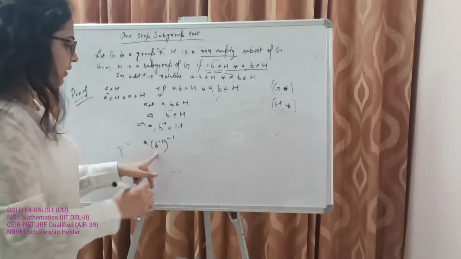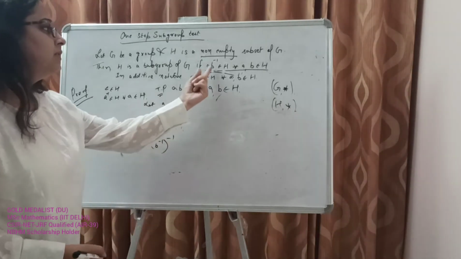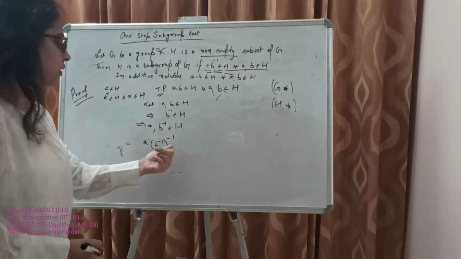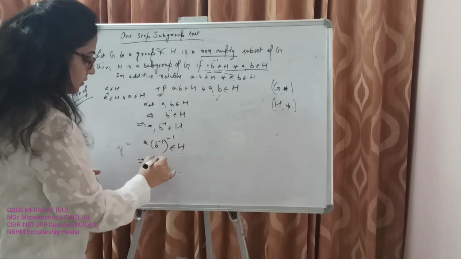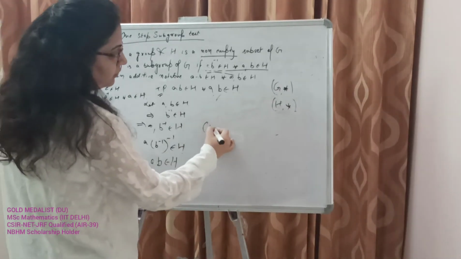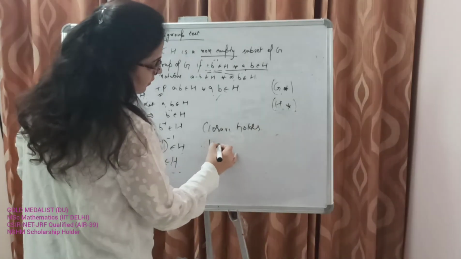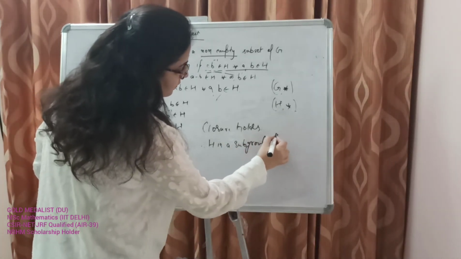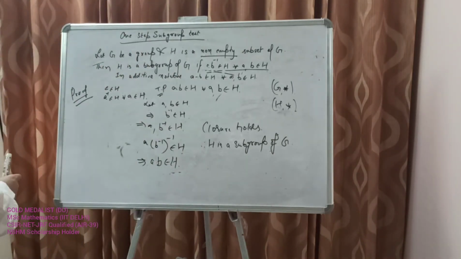I have taken B as B inverse. It can be anything. I could have written B inverse as C, whatever it is, and A into B inverse replaced B by B inverse, because B is any element. That's just a notation. It belongs to H. This implies AB belongs to H, and hence closure holds. Therefore, H is a subgroup of G. So that was the one-step subgroup test.